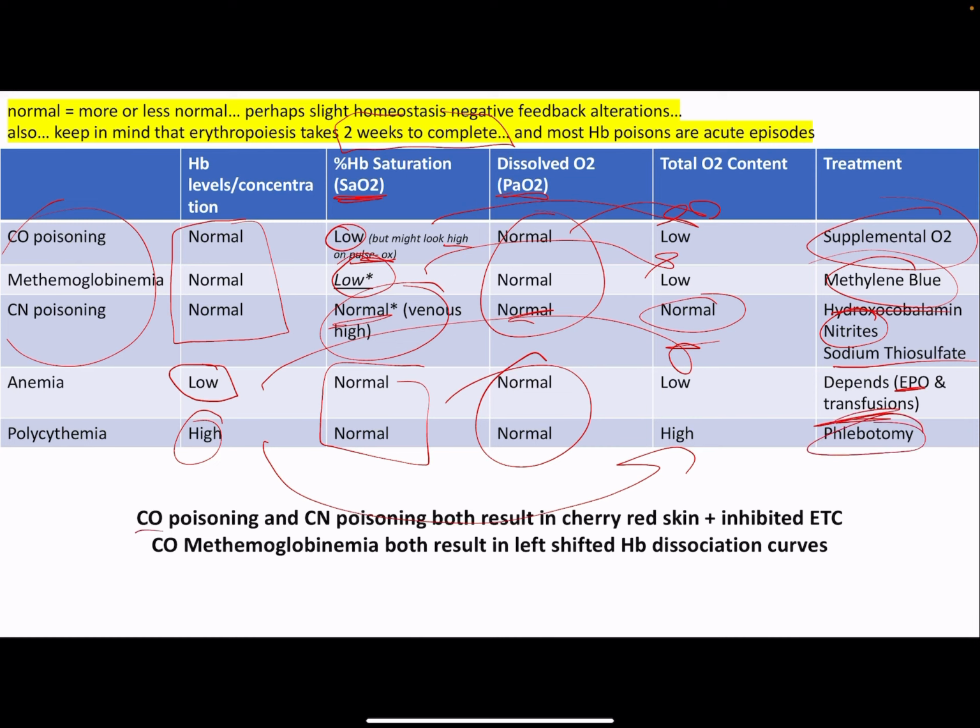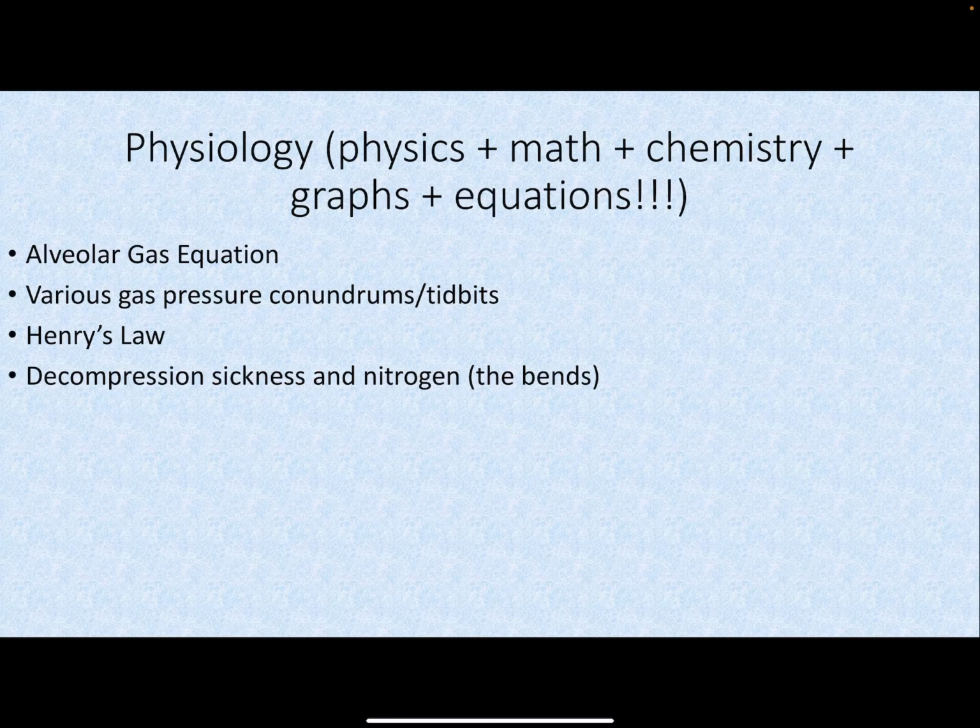Remember that carbon monoxide poisoning and cyanide poisoning can be confused with one another because they both can produce the cherry red skin, especially the cherry red lips. They can also inhibit the electron transport chain, but we can mainly note the difference here and here versus here and here to differentiate them. Carbon monoxide and methemoglobinemia both are going to induce left-shifted hemoglobin curves, but again, there are differences between the two graphs and the treatments that you should be able to differentiate them.